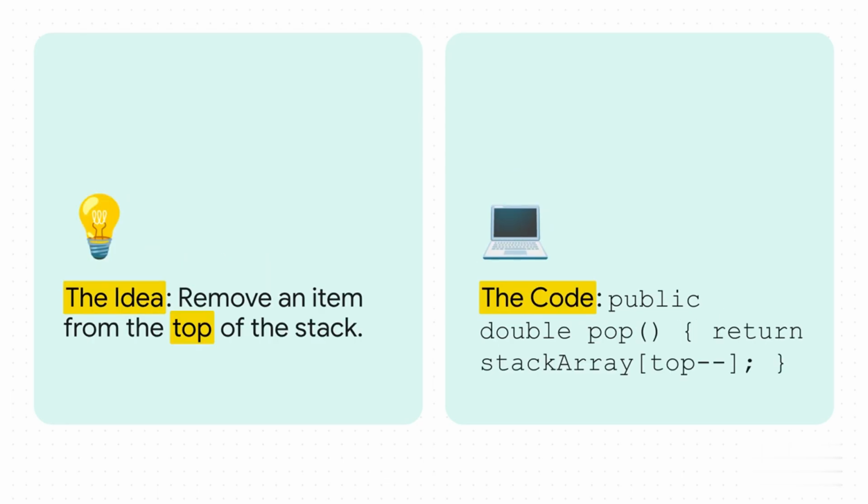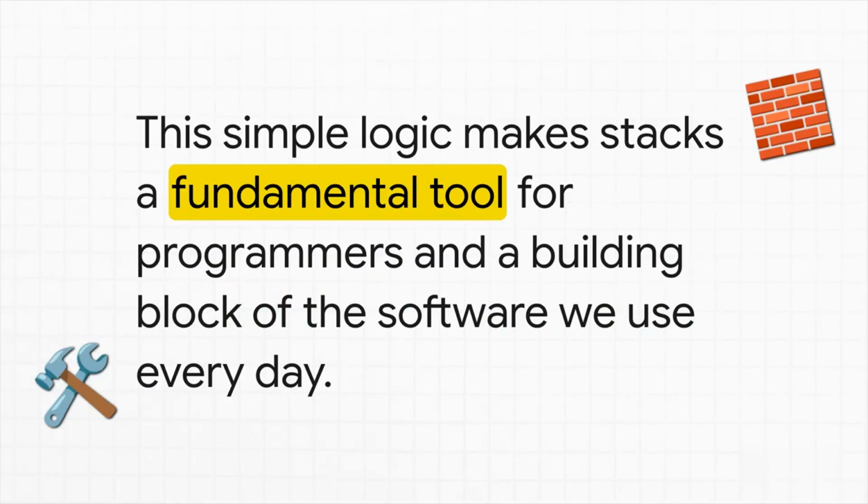And here's pop. Again, the idea is just to remove the top item. The code does exactly that. It says, first, give me back whatever is currently at the top position, and then move the top marker down by one. This automatically makes the item below it the new top of the stack. It's a perfect mirror of taking a plate off the pile. And that's really the heart of it all. This incredibly simple logic. Last in, first out, managed with push and pop, is a fundamental building block of the software we use every single day. From your browser to the most complex scientific programs, stacks are in the background, quietly making everything work.